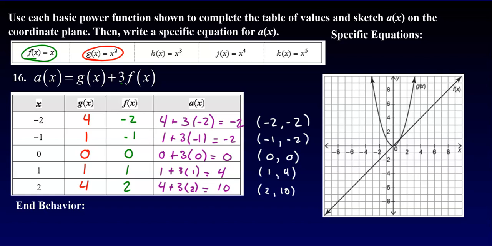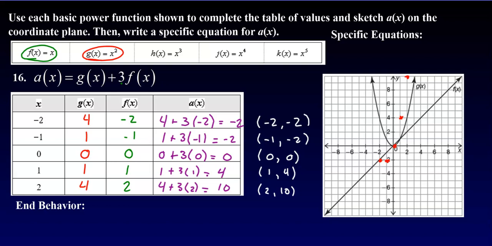So first point is at negative 2, negative 2, which is here. The next point is at negative 1, negative 2, which is here. Okay. Then we have a point at 0, 0 up here, a point at 1, 4, and then 2, 10. Sometimes when doing these, the points don't fit on the graph, and that's okay. We don't have to worry about it. We'll just do what we can. Alright, so we're going to draw a line connecting through these.